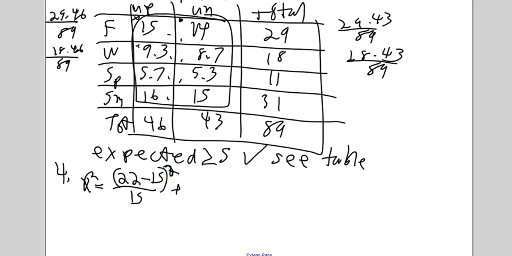Plus 6 minus 9.3, squared, over 9.3. I'm going to hit pause and write the rest of these out.